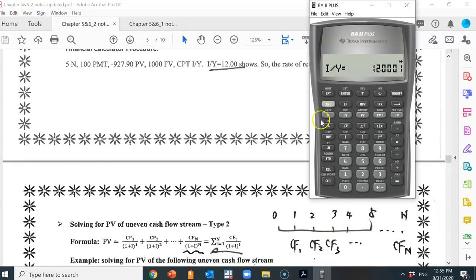So that's for type 1 uneven cash flow. If we have an annuity plus lump sum, we can work with payment and future value and solve for PV or I. Or we can just solve for the future value of this annuity plus the additional lump sum to get the future value of this uneven cash flow.